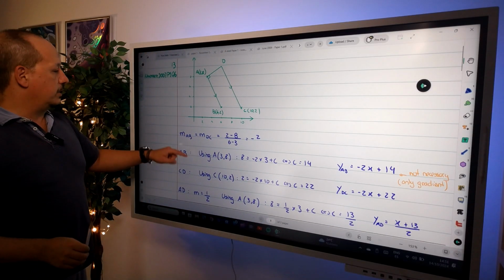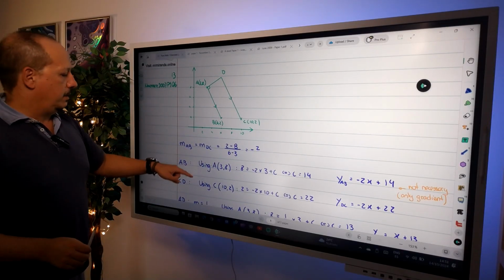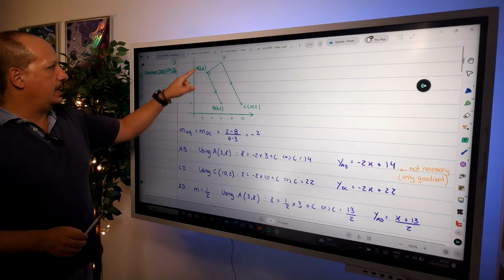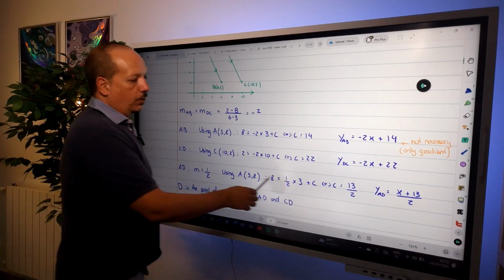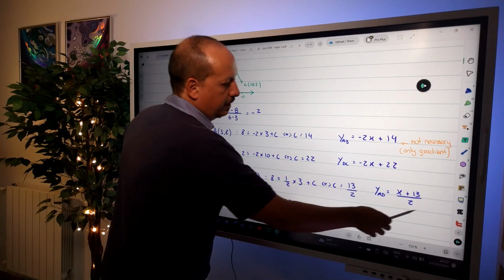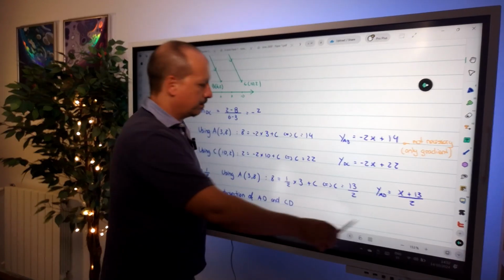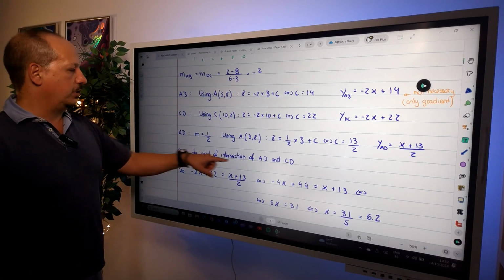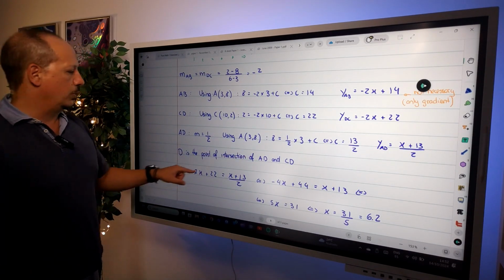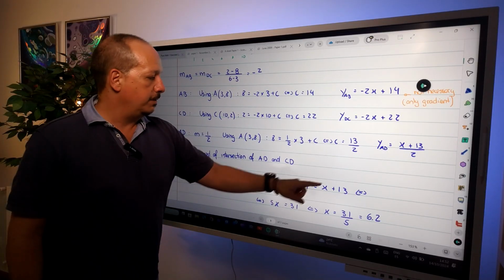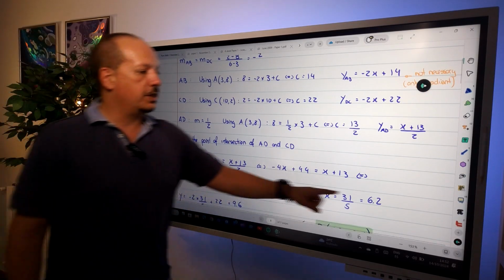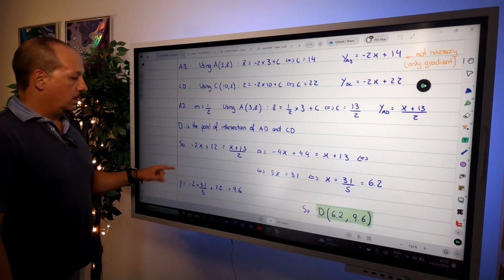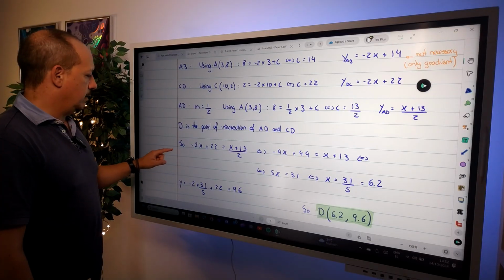I got the gradient of AD is -1 over that, so 1/2. I used point A to get the value of the y-intercept, and here I have the full equation. In order for me to get the point D, which is the point of intersection of AD and CD, I equal one to the other. I solve it, and I have a value of x of 6.2. Then I substitute it in one of those. Which one was it?